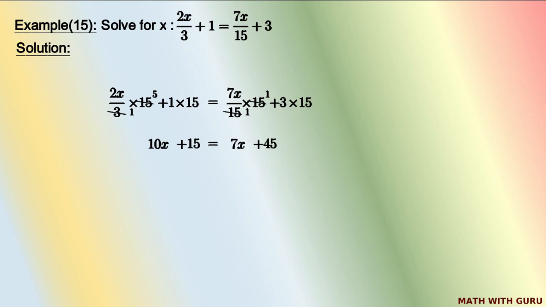Collect the like terms on the same side. 10x minus 7x equals minus 15 plus 45. 3x equals 30, x equals 30 over 3. 3 ones are 3, 3 tens are 30. x equals 10.